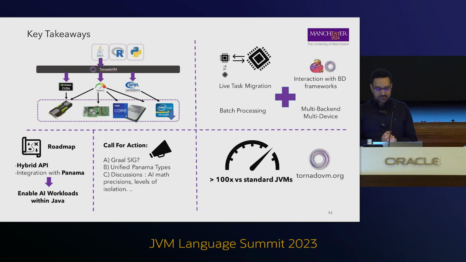Today, I also discussed key features of Tornado. For example, in my opinion, live task migration is amazing. Remember, it's the ability of Tornado to change devices during runtime. Also batch processing, multi-backend support, multiple devices concurrently, and interaction with other frameworks like Apache Flink. I also shared with you the roadmap that we're planning, especially this hybrid API and integration with Panama, and some points for call to action. With that, I conclude my presentation, and I'm happy to take questions. Thank you very much.